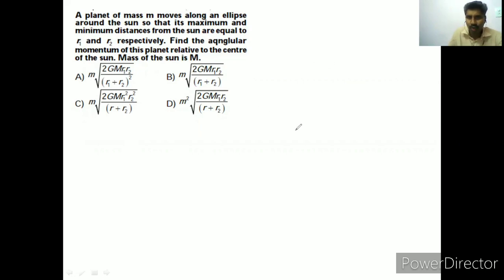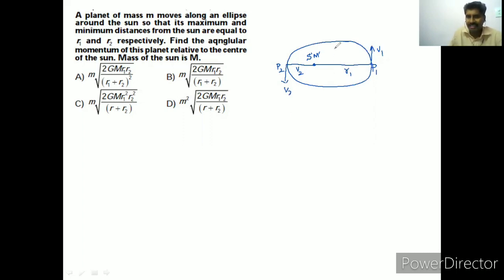Now, this planet revolves around the sun in the shape of an elliptical orbit. This is the position of the sun, at the focus, and its mass is M. From this focus to the point P1, where the planet is, the distance is r1. In this position, its velocity is v1. Next, at the P2 position, its velocity is v2.